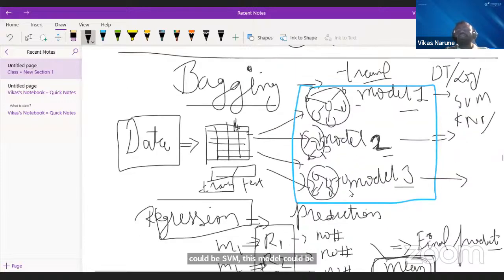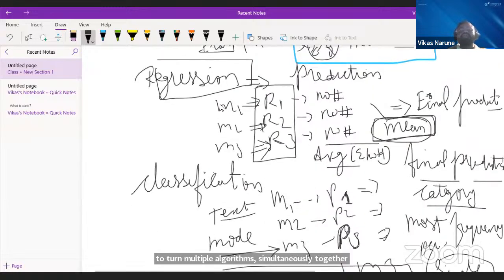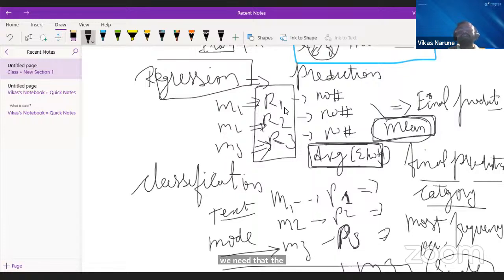We try to train multiple algorithms simultaneously on the same data set, and then we look at the predictions. Within that prediction, if it is a regression, we take the average of all the results. That becomes my final prediction.